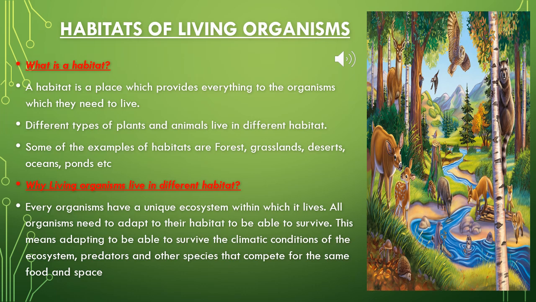Now, why do living organisms live in different habitats? Every organism has a unique ecosystem within which it lives. All organisms need to adapt to their habitat to be able to survive. This means adapting to survive the climatic conditions of the ecosystem, the predators, and the other species that compete for the same food and space.